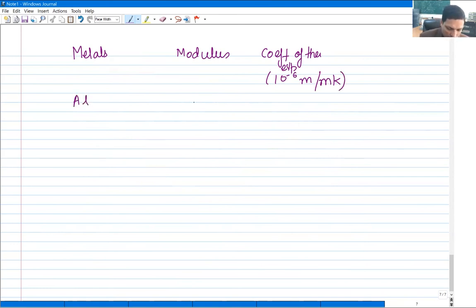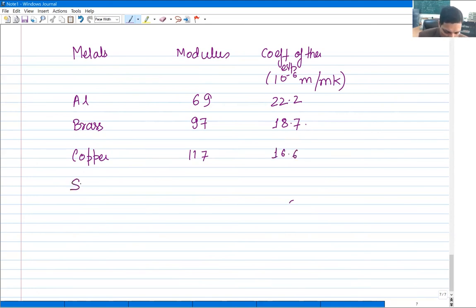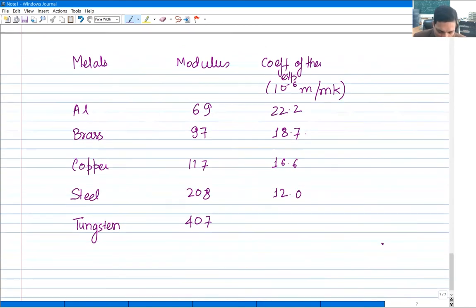For aluminum, modulus is 69, coefficient of thermal expansion is 22.2. For brass, modulus is 97 and coefficient of thermal expansion is 18.7. For copper, modulus is 117 and coefficient of thermal expansion is 16.6. For steel, the modulus is of the order of 207 or 208, and coefficient of thermal expansion is 12.0. For tungsten, the modulus is 407 and coefficient of thermal expansion is 4.3.